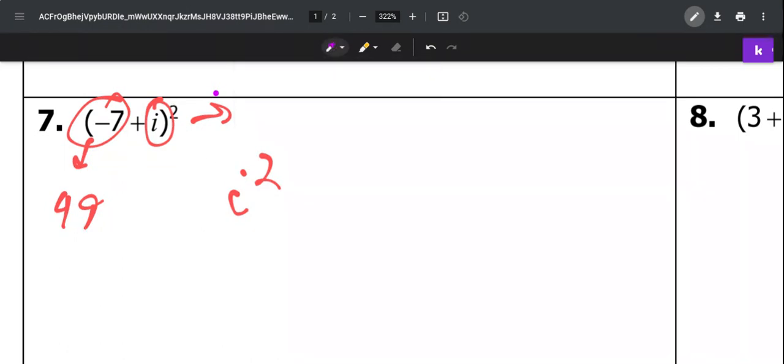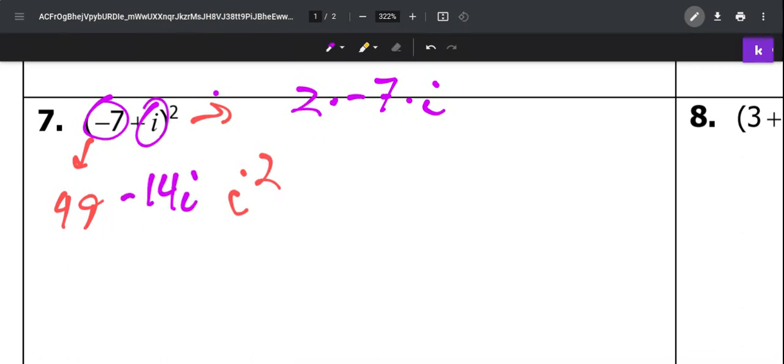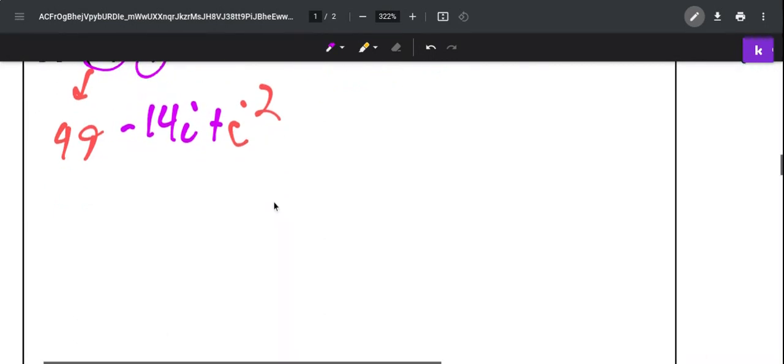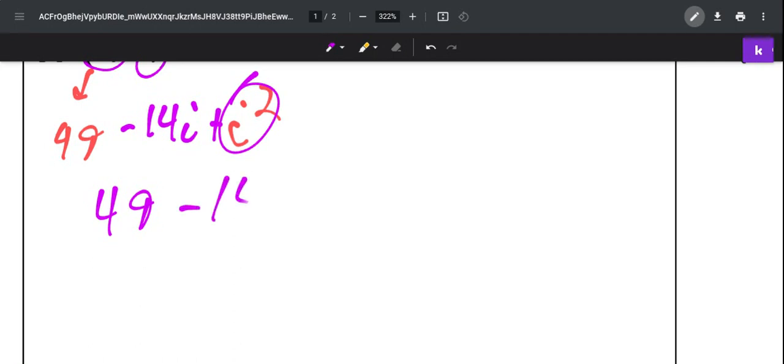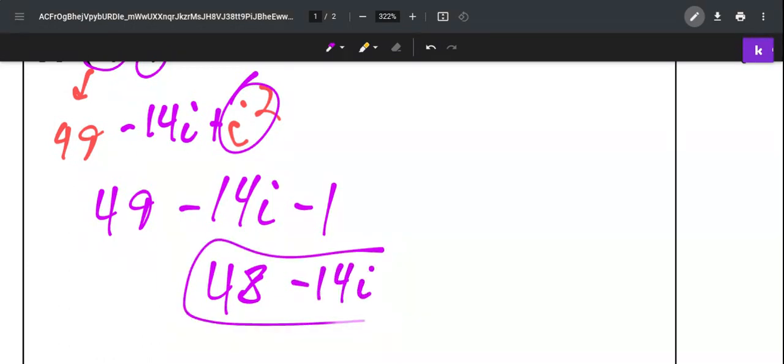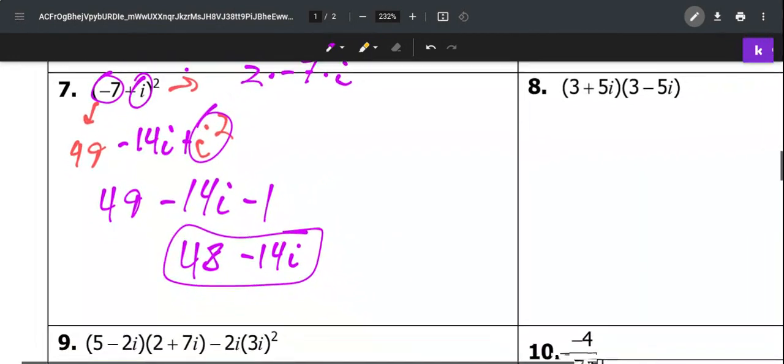And then in the middle, we take 2 times -7 times I. So we basically take each of these terms, we take -7, we take I, and we multiply it by 2, so that gives us -14I, and you'll notice that's what we got before. Now we would just do the same exact approach, make this -1, so 48 minus 14I.